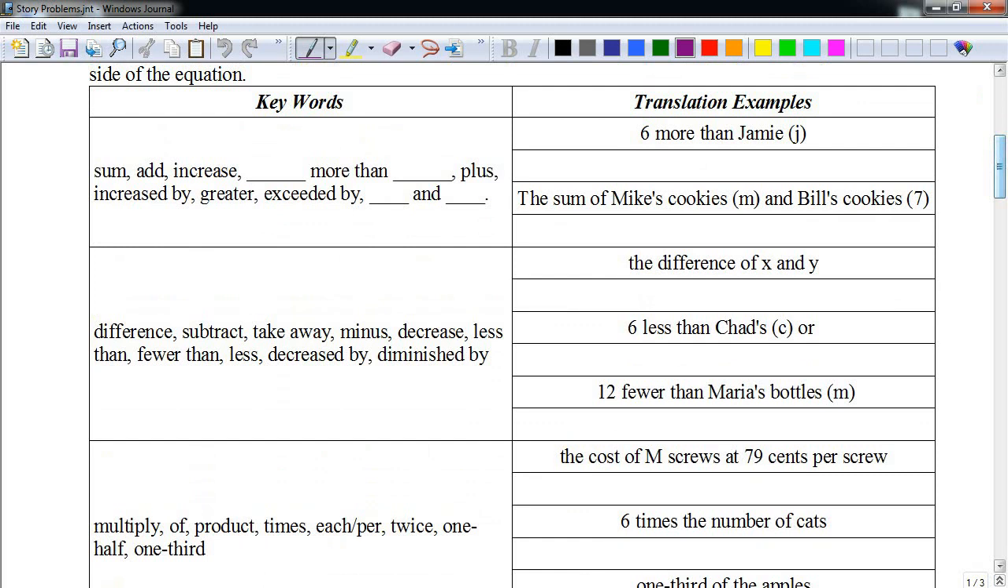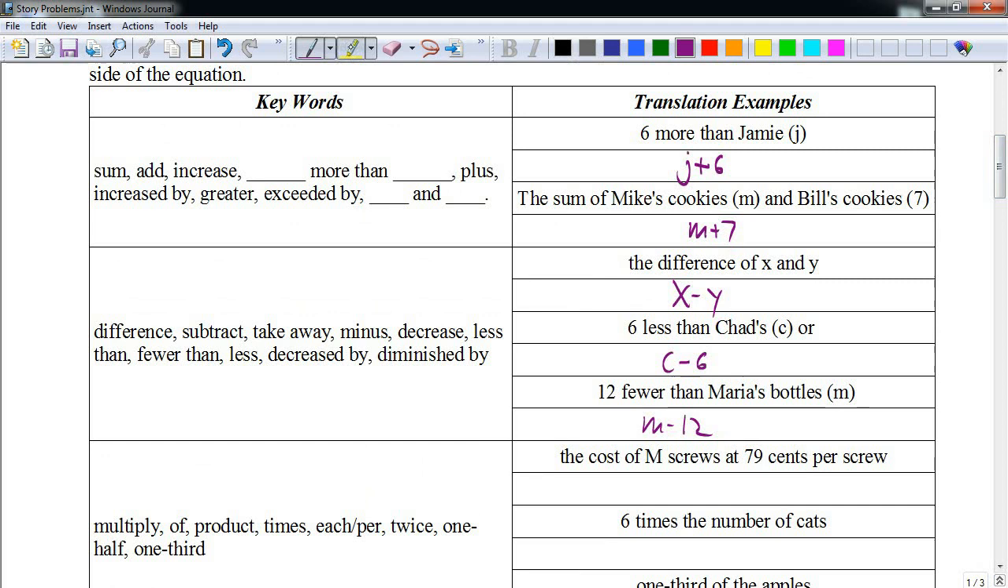So here's some practice. I'm just going to very quickly go through these. 6 more than Jamie is J plus 6. The sum of Mike and Bill's cookies is M plus 7. The difference of X and Y is X minus Y. 6 less than Chad is C minus 6. 12 less than Maria is M minus 12.